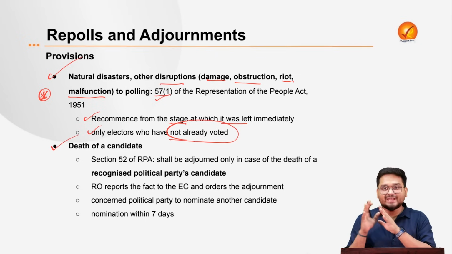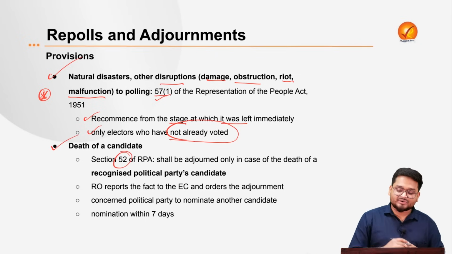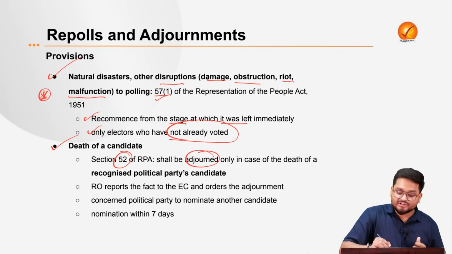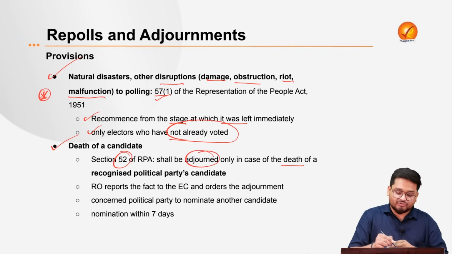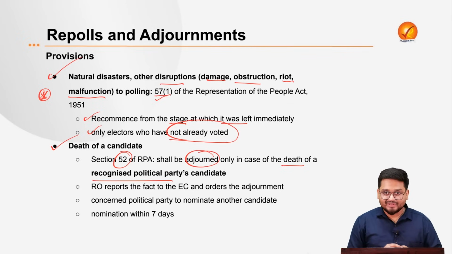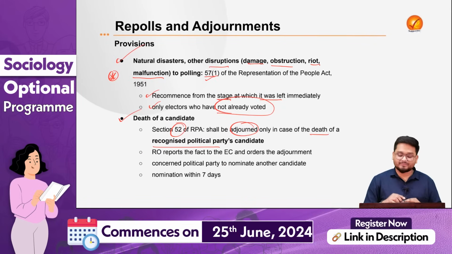Next, in the case of death of a candidate, Section 52 of the RPA speaks on this matter too: the election should be adjourned, it should not be cancelled, in those cases where the death is of a candidate from a recognized political party. It cannot be from just any political party, it must be from a recognized political party.